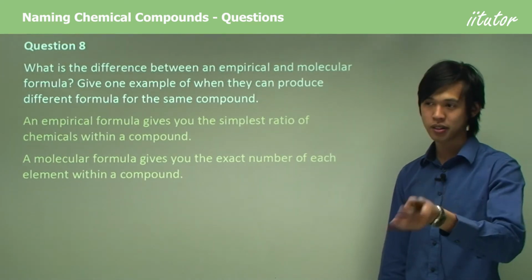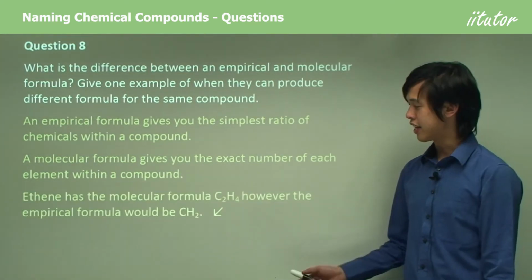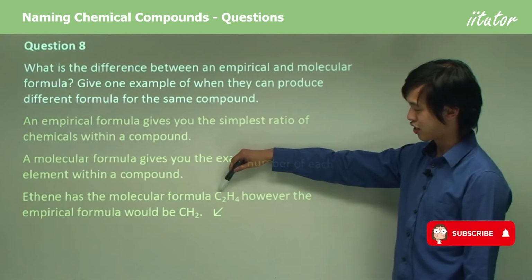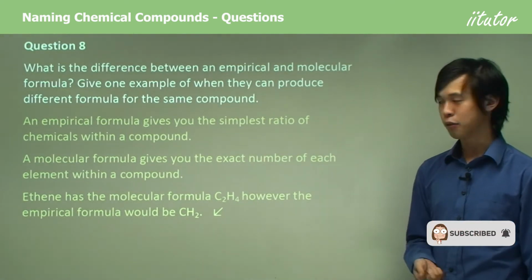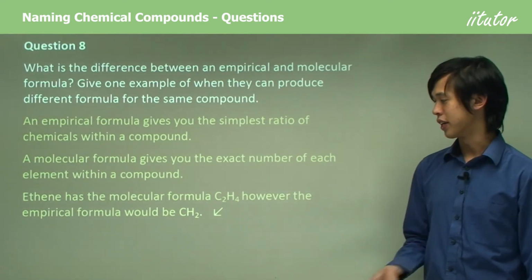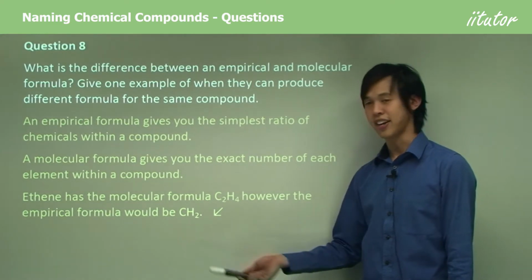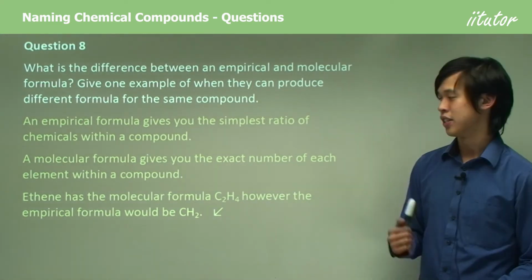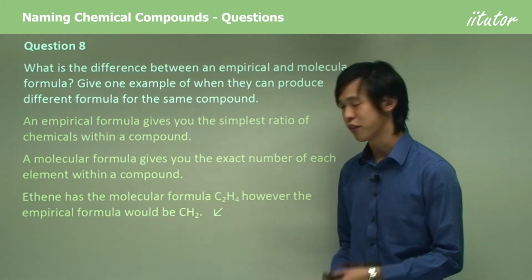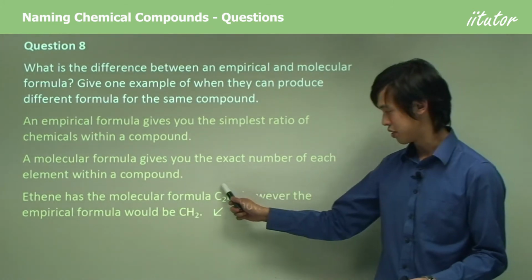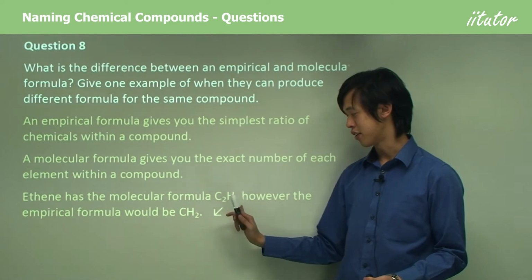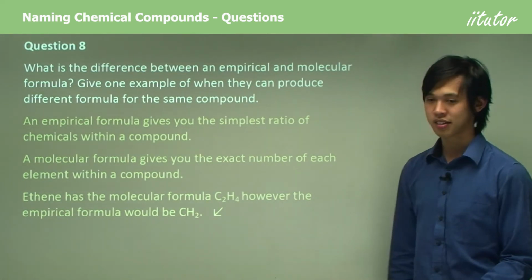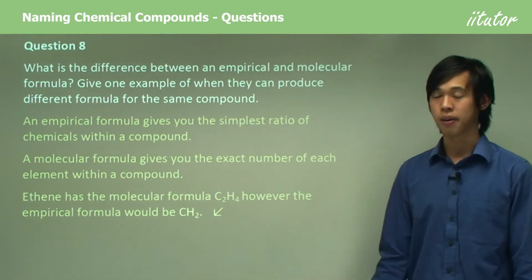If there are 2 carbons, it'll say there are 2 carbons. So ethene has the molecular formula C2H4. However, the empirical formula would simply be CH2, because you can divide each of these by 2 and get 1 and 2. So this is the simplest ratio. For every 1 carbon, there are 2 hydrogens. You can see that here. For every 1 carbon, there are 2 hydrogens. So it does present the same information, just in a different way.